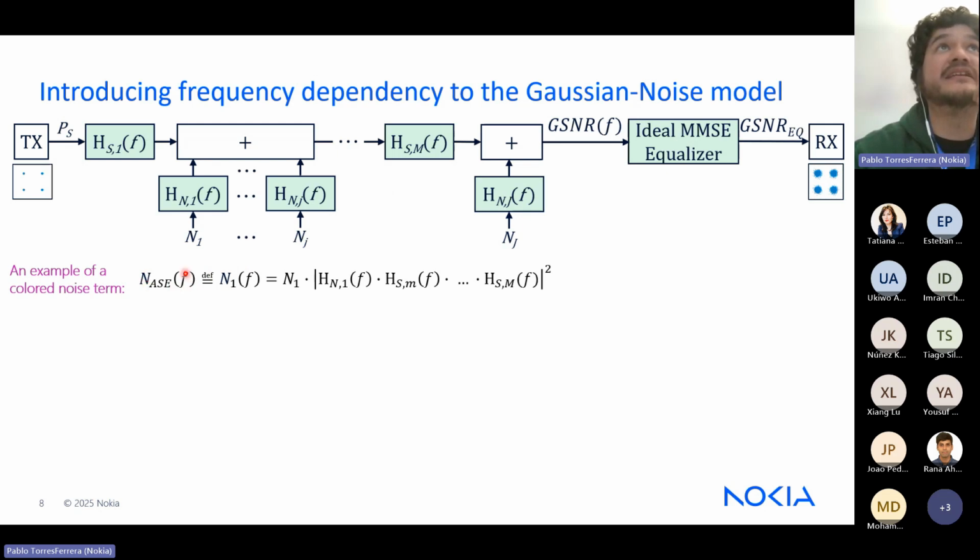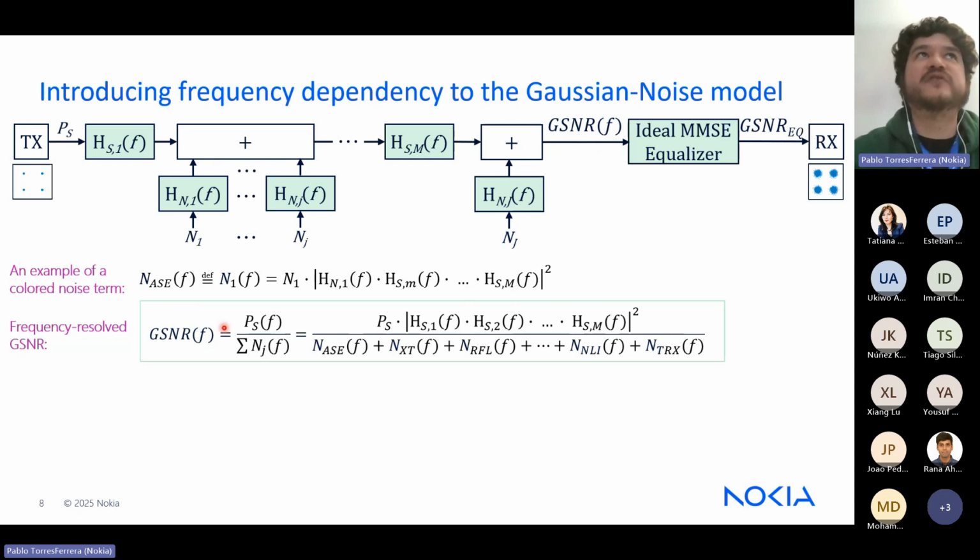Let's consider an ASE noise that I will define as noise 1 in this schematic, that could traverse some kind of transfer function that colors it, but also when we add it to the signal, it gets filtered by the next propagation elements, for instance ROADMs, and then the noise gets colored. The signal itself also gets filtered by these different stages of filtering in this path. And then when we arrive at this point before the equalizer, we have both the signal, frequency dependent, and also the noise. And then we can calculate something called the frequency-resolved generalized SNR, that is the power of the signal depending on frequency, and also the sum of the different noise contributions that are also frequency dependent.